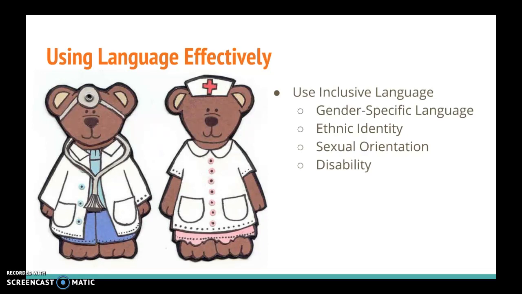We also want to use language that is inclusive when it comes to disability. And when we're talking about this specifically, we're talking about putting the person first, right? Putting the person before the disability. So rather than saying that someone is a handicapped person or that it is a group of handicapped people, instead we say that they are a person with a disability or they are a group of people with disabilities.